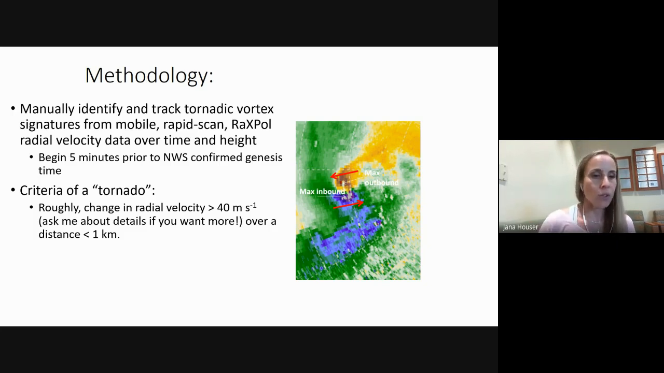So the criteria of a tornado, there's a little bit of detail here, but roughly I looked at changes in radial velocity that were greater than 40 meters per second or so over a distance of less than 1 kilometer.